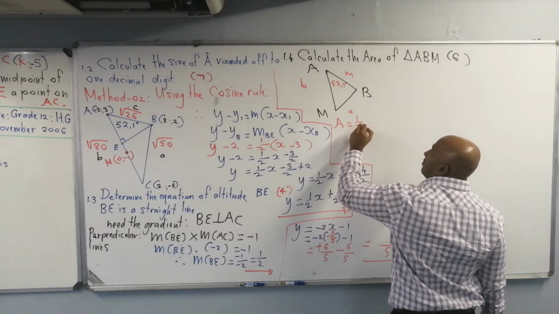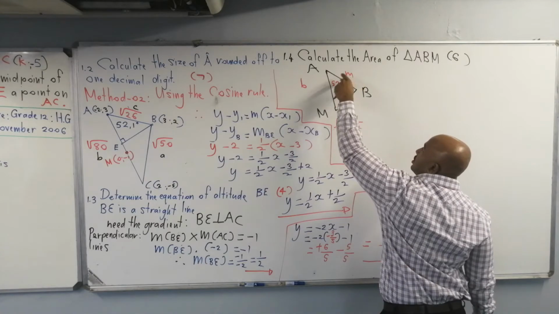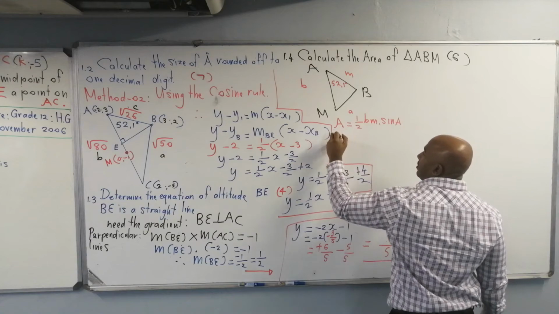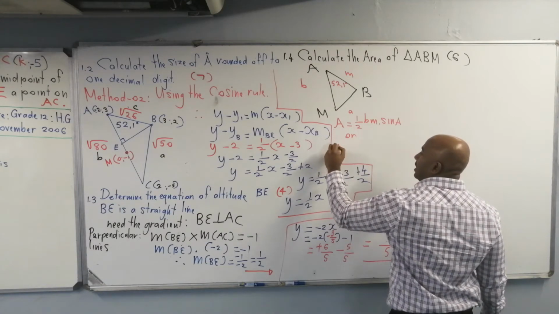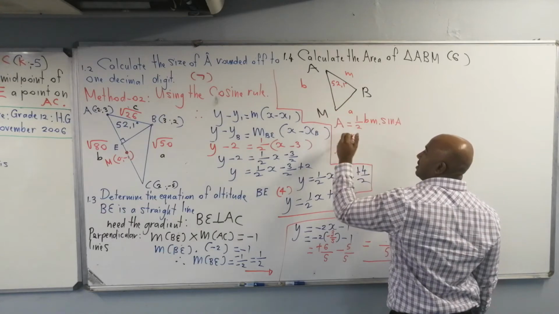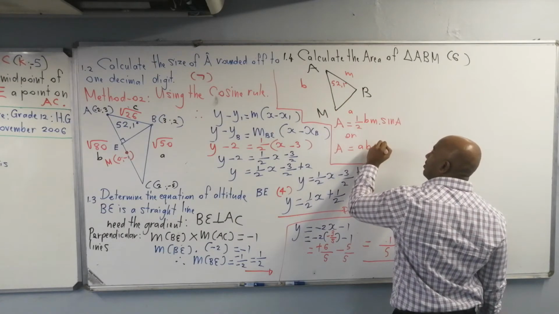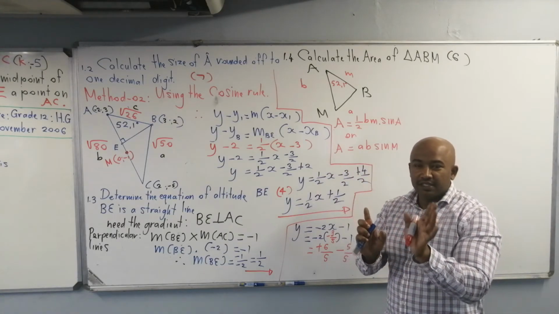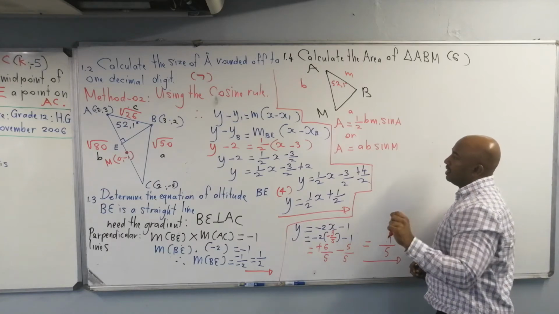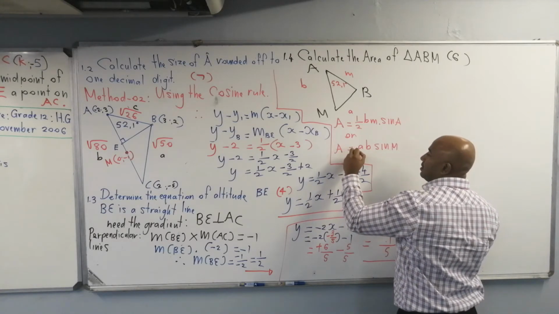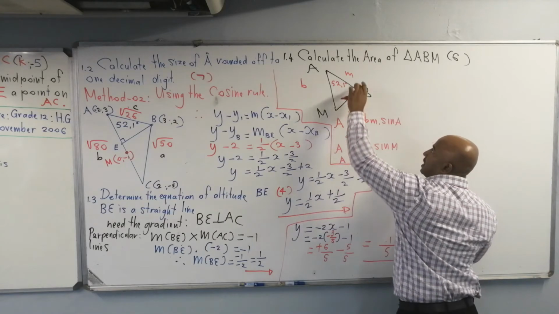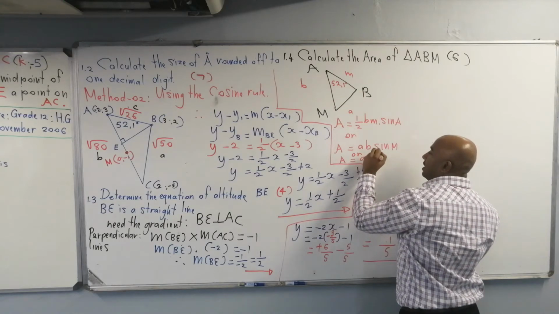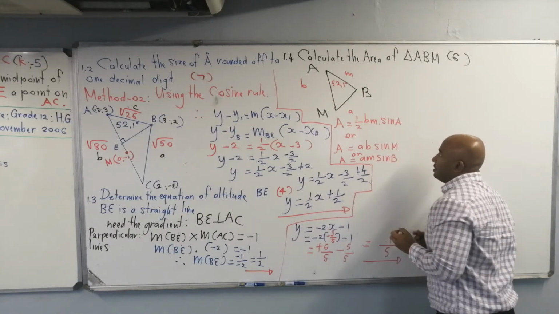Area is going to equal to half. If we are taking these two, BM, then it's going to be times sine A. Or area is equal to, if we're taking these two sides, it's going to be AB, then sine of the included angle. So the angle, it's side, angle, side. The angle must be included in between the two sides. Or area is equal to, if we're taking these two, AM, these two, and this will be the included angle, sine B.